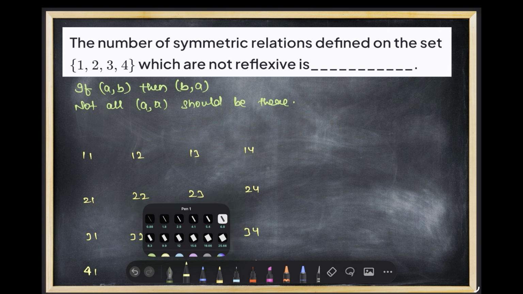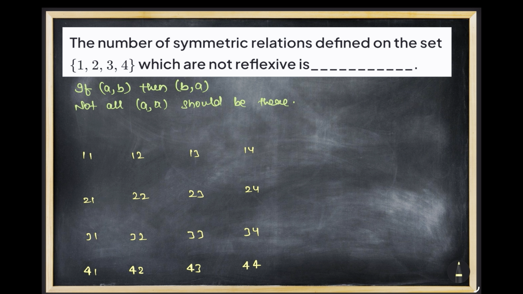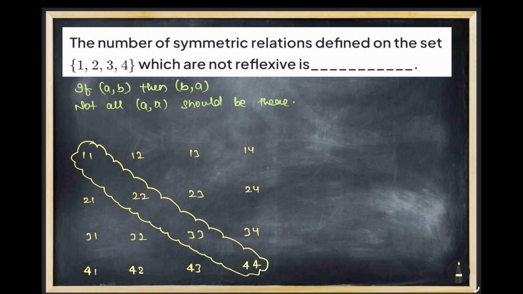You know that we cannot afford to have reflexive. So reflexive depends upon the diagonal elements. For the diagonal elements, I will talk later. And this is only 4 cross 4, but I will go with n cross n. Okay, now look at this. Ignore diagonal elements first.